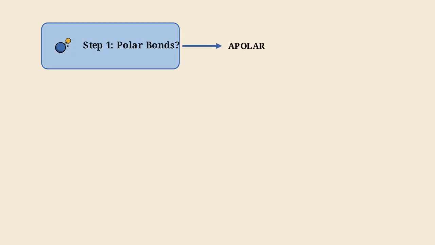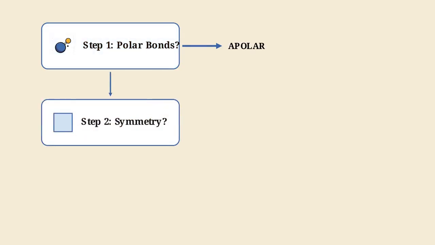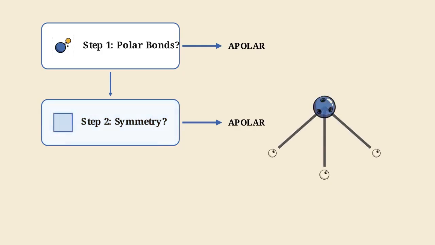This flowchart gives us a repeatable 2-step checklist for any small molecule. First question, does it actually have polar bonds? If the atoms pull with the same strength, you stop here. It's apolar. If it does have polar bonds, move to the second question. Does the geometric shape cancel those arrows?